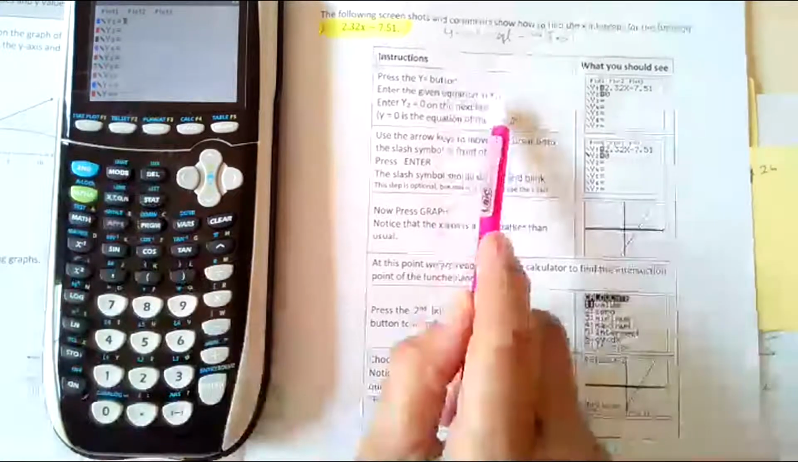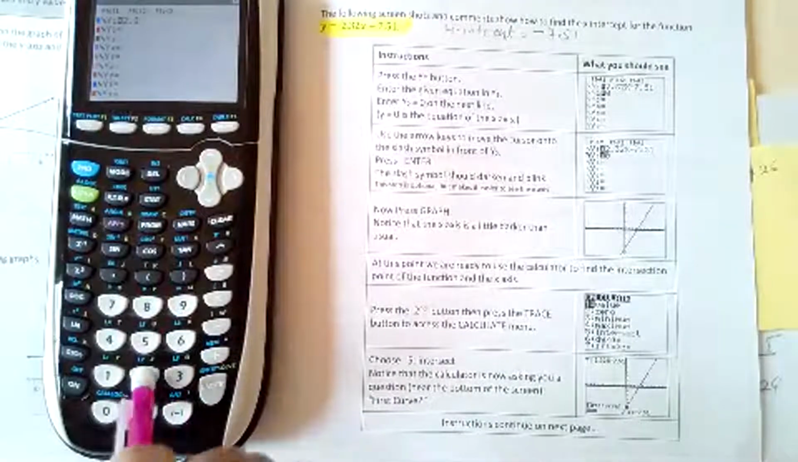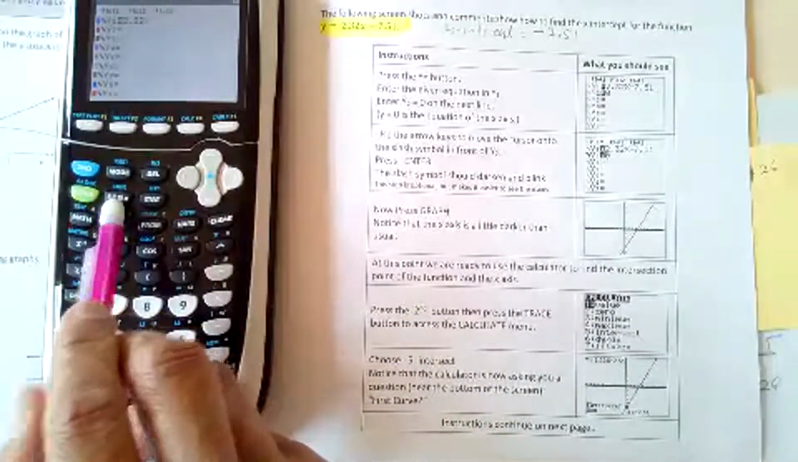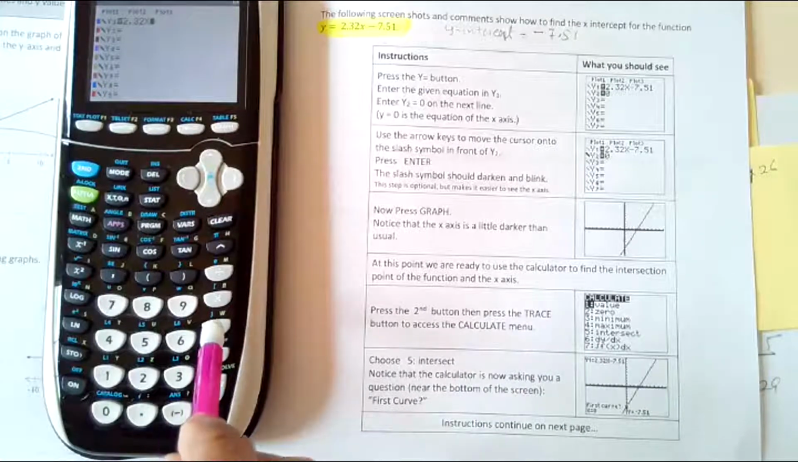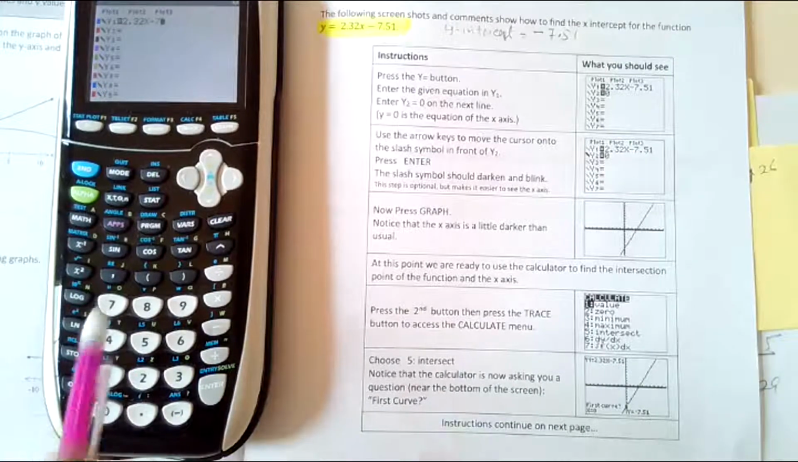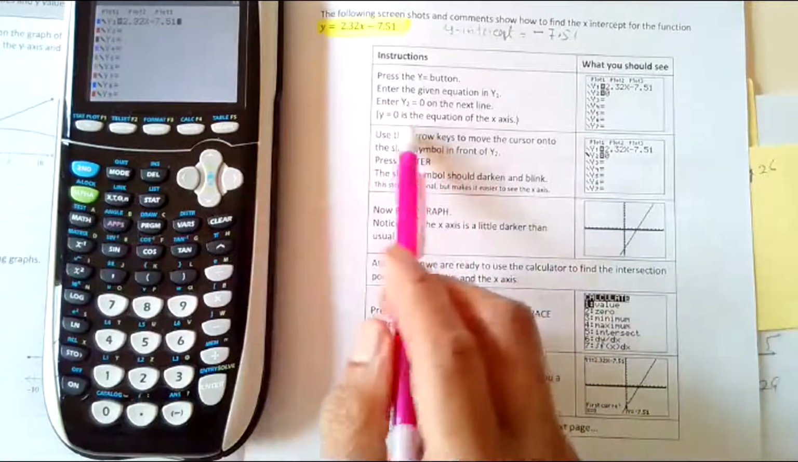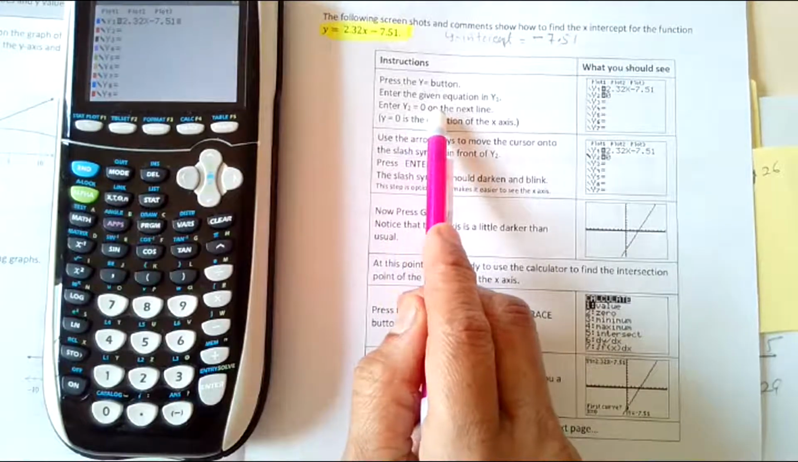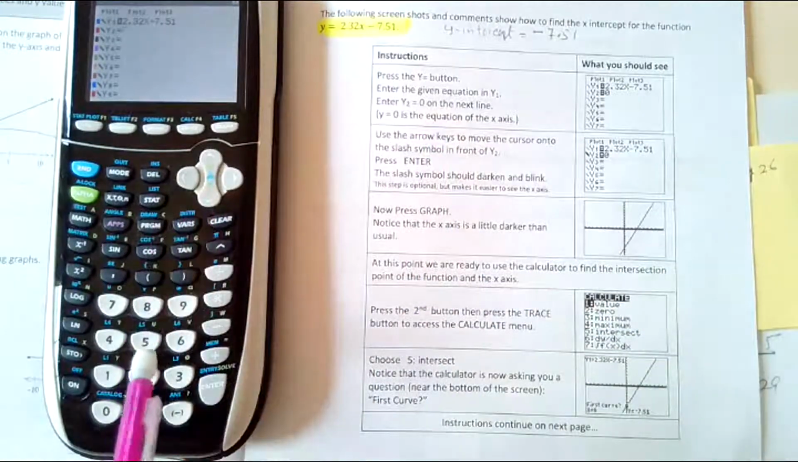Enter the given equation in Y1. So enter the equation 2.32x minus 7.51. 2.32, and your x value is up here. Minus, now don't use the negative sign, use the minus sign there, 7.51. Okay, now line Y2 is equal to 0. So we're going to put here y equal to 0.